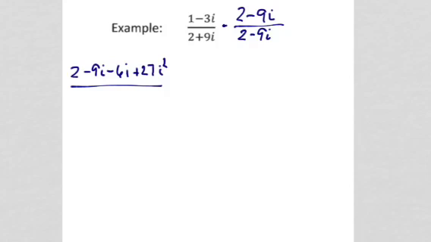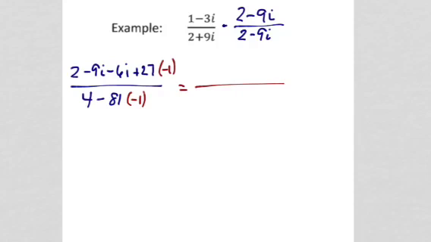In the denominator, we have that complex conjugate, the 2 plus 9i and the 2 minus 9i. I'm just going to get 2 squared, which is 4, and then minus the 9i squared, which would be 81i squared. Now in both cases, I can replace the i squareds with negative 1s, in both the numerator and denominator. Now let's clean things up.